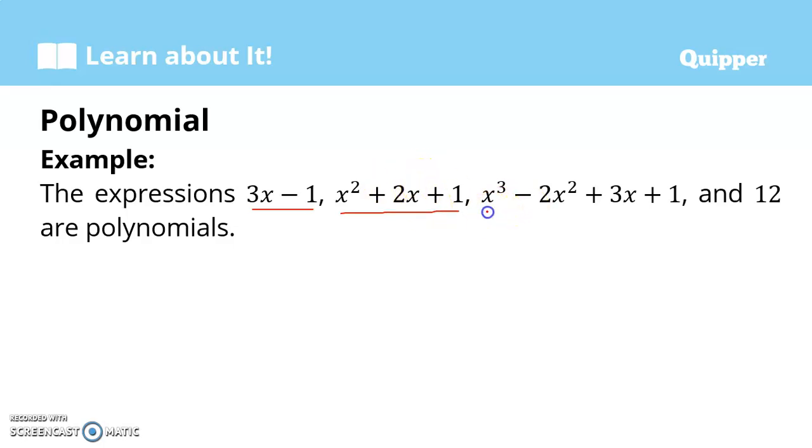Okay? We have x cubed minus 2x squared plus 3x plus 1. This is also polynomial. Kasi all of the exponents of x are whole numbers. And we have 12. 12 is a constant. And that is a polynomial.